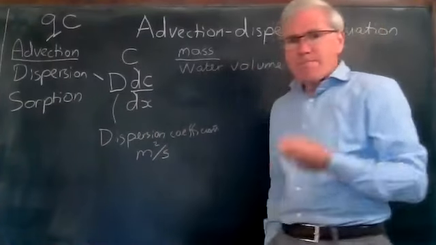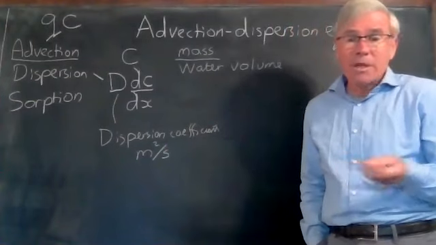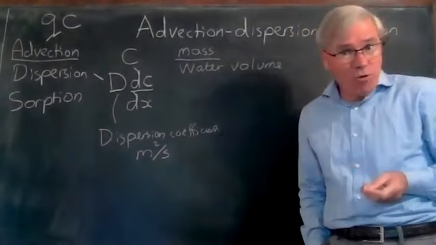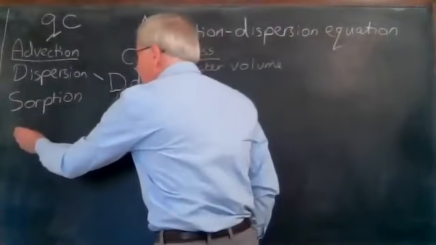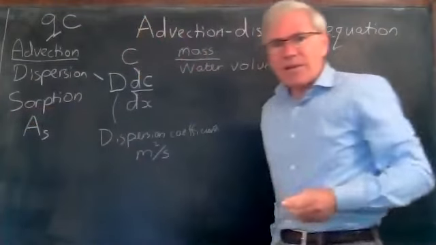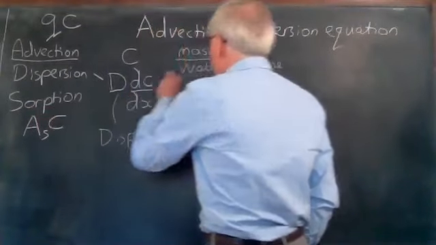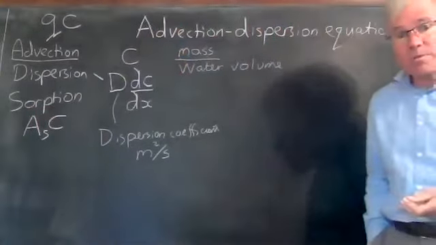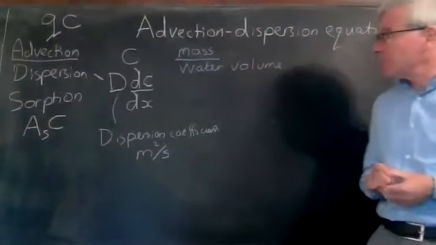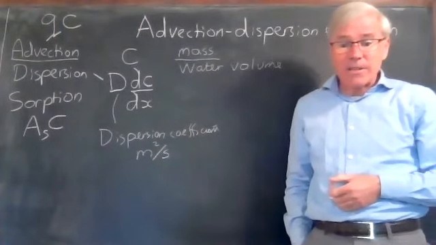So we're going to say that the mass of contaminant that is sorbed per unit rock volume, not per unit water volume, is proportional to the concentration. There's some constant S for sorption times the concentration. This will be a mass per unit volume, but per unit rock volume. And this is an equilibrium process. So those are the bits of physics.